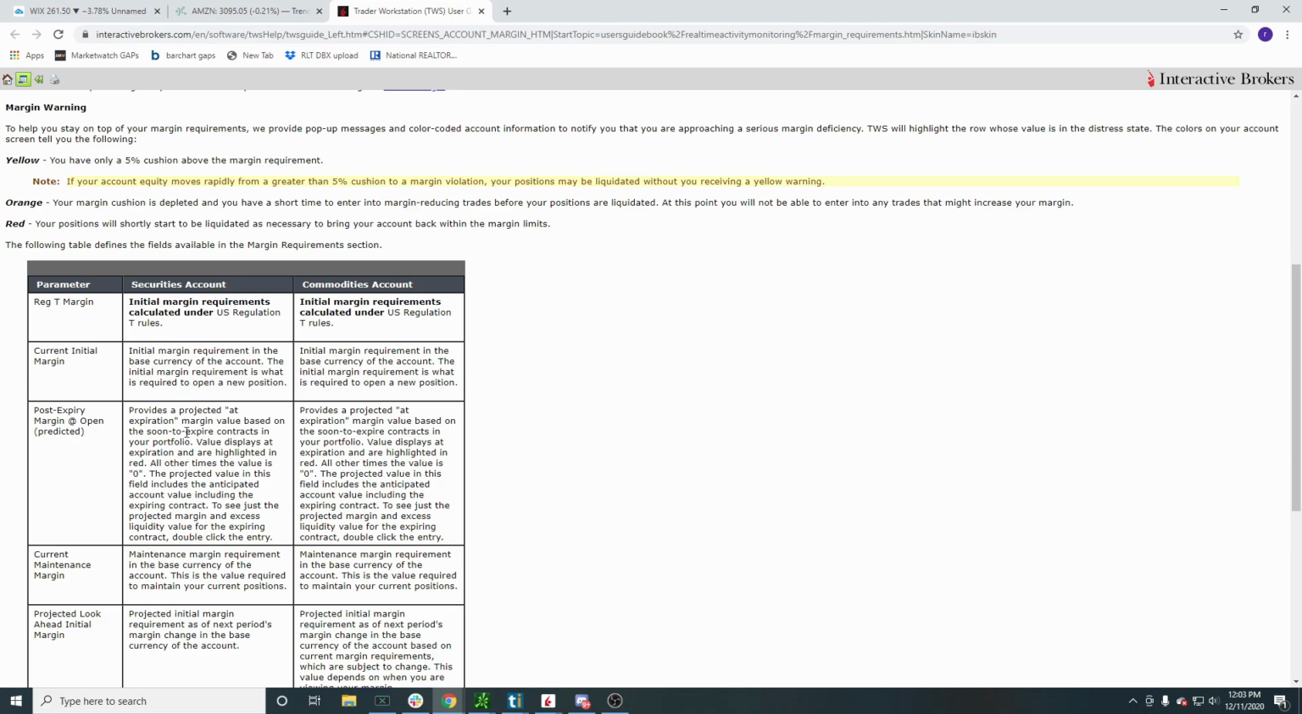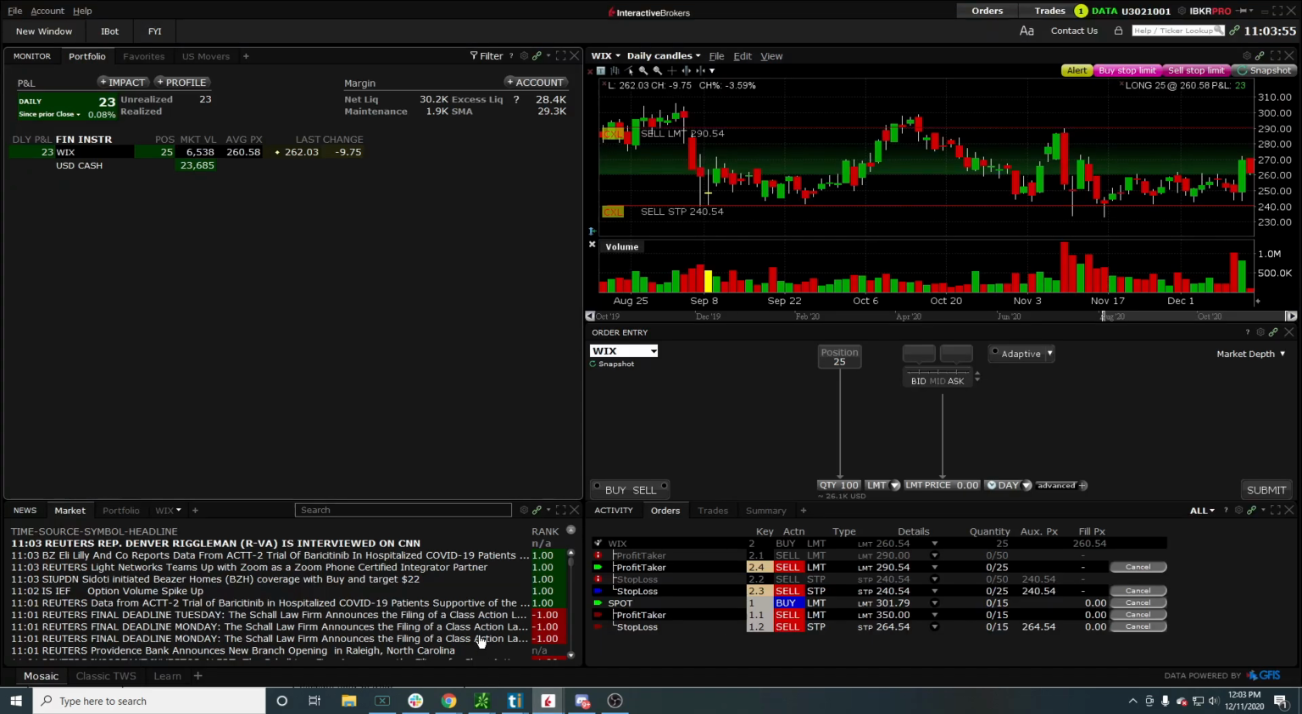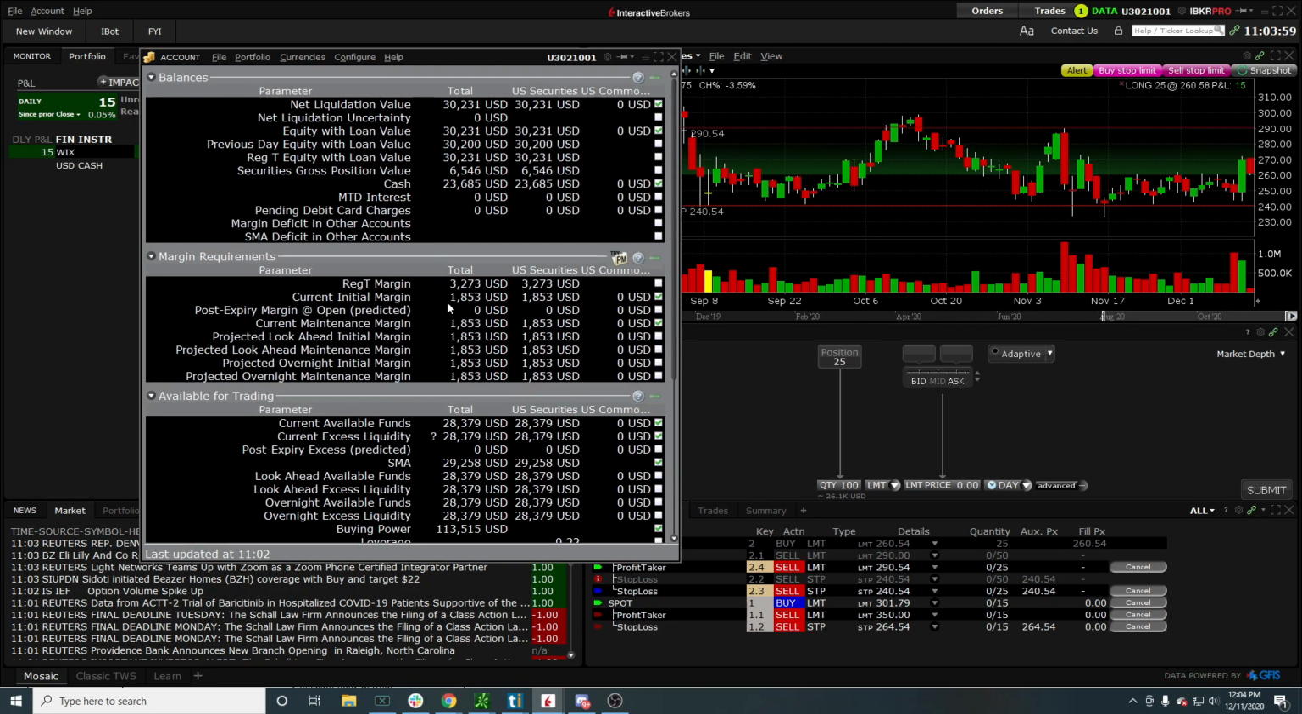So this is projected. As always with options, especially if you're selling options, I personally am pretty conservative, so I make sure that I don't sell options that I can't afford to own and am willing to hold the amount of shares.